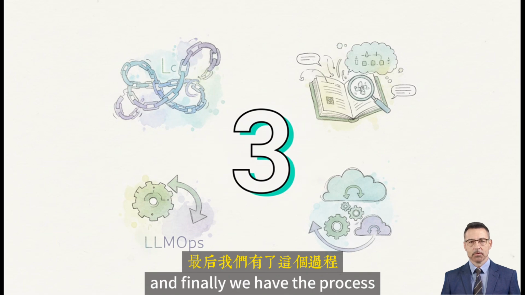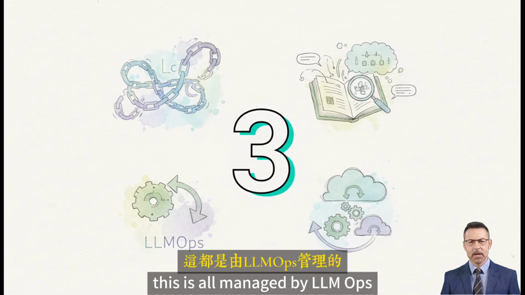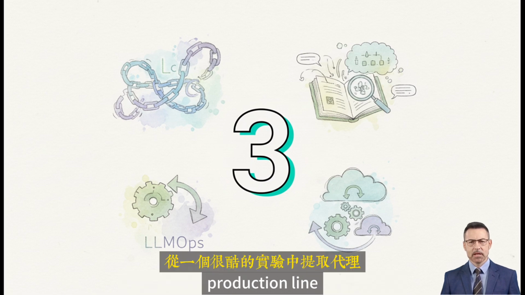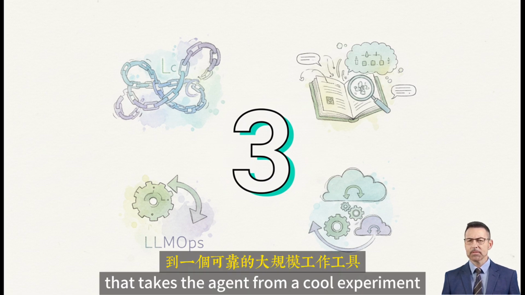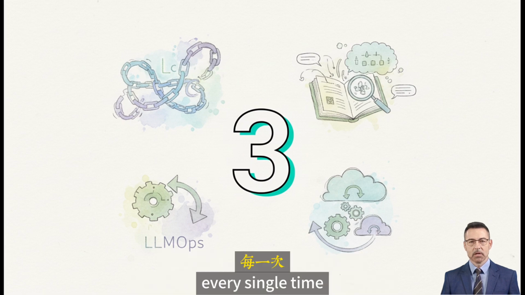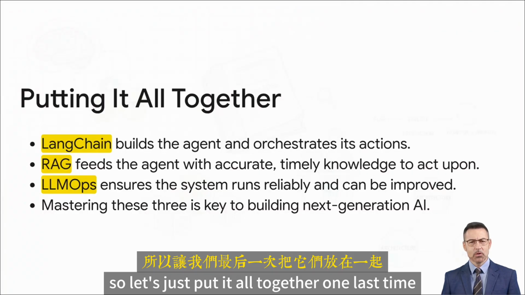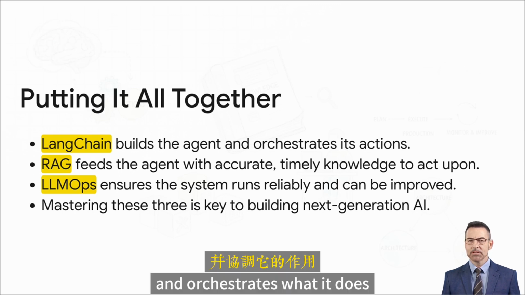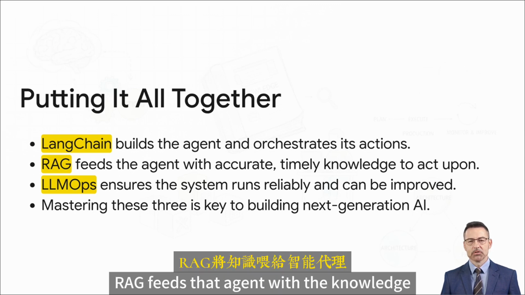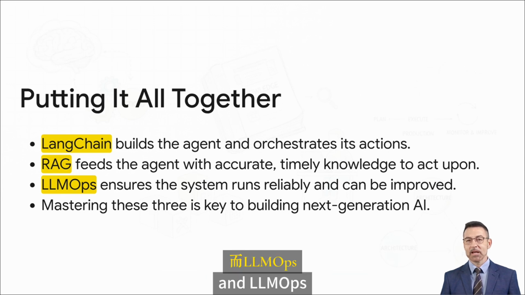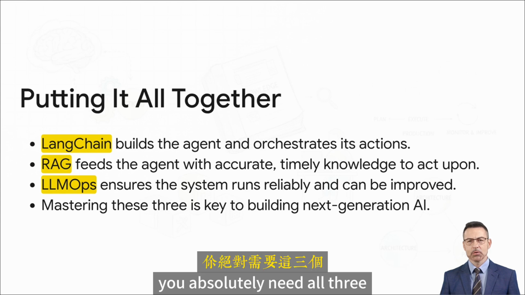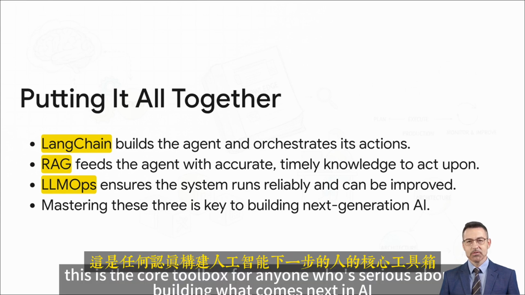And finally, we have the process. This is all managed by LLM Ops. Think of this as the industrial strength production line that takes the agent from a cool experiment to a reliable tool that works at scale every single time. So let's just put it all together one last time. LangChain builds the agent and orchestrates what it does. RAG feeds that agent with the knowledge it needs to act intelligently, and LLM Ops makes sure the whole system actually runs without falling over. You absolutely need all three. This is the core toolbox for anyone who's serious about building what comes next in AI.